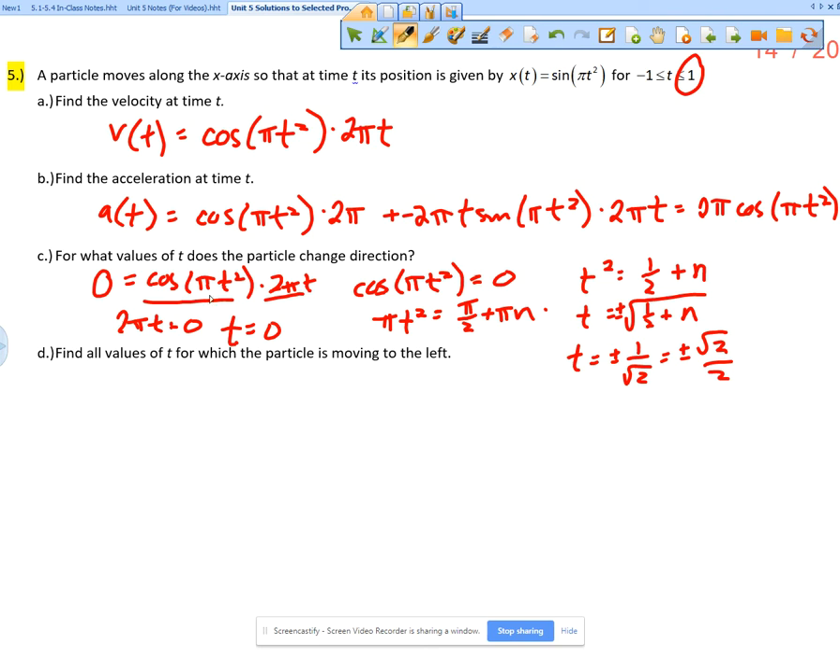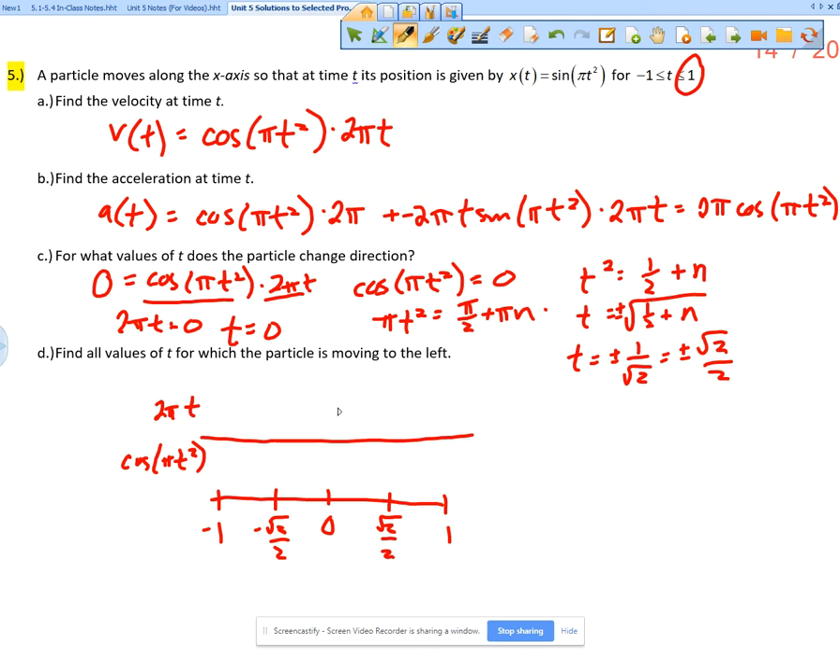And so now, when does the object change direction? And for D, when is the particle moving to the left? They're both going to be associated with the sign analysis. So I'm going to do a sign analysis. Our endpoint is -1, our other endpoint is +1, we have 0 in the middle, and then negative root 2 over 2 and positive root 2 over 2. I have two factors, 2 pi t and the cosine of pi t squared. I'm going to put a 0 above 0 for 2 pi t, and a 0 above negative root 2 over 2 and positive root 2 over 2. Now I have these intervals of interest.